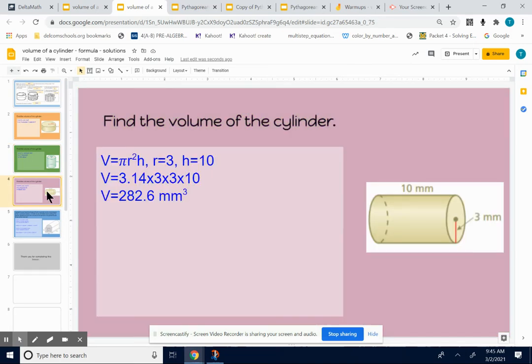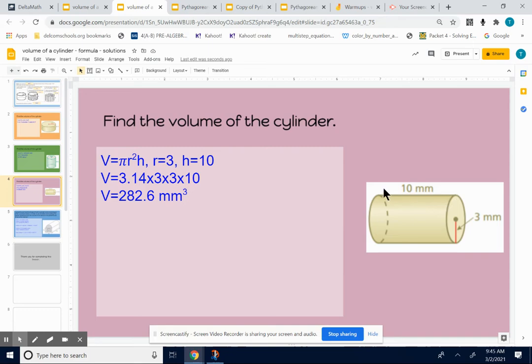Next problem. Notice the cylinder is laying on its side. Okay, don't let that confuse you too much. Okay, the radius is still 3. I mean, it's still in the drawing. It's just over here in a different place, but it's 3.